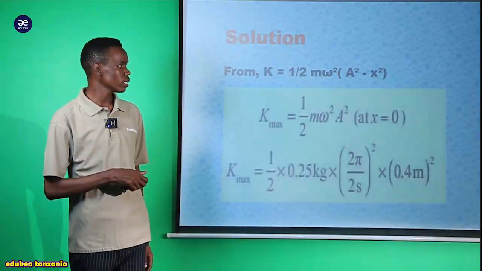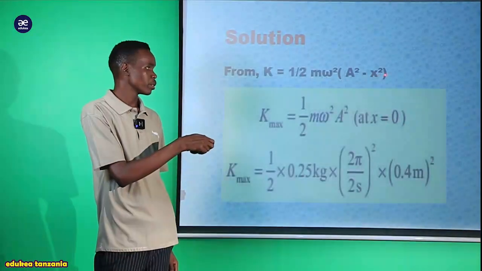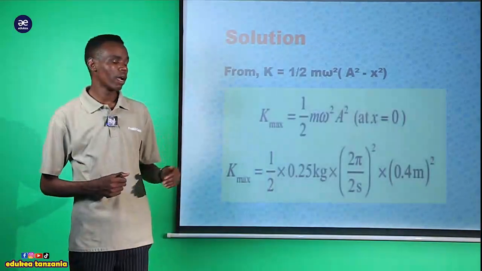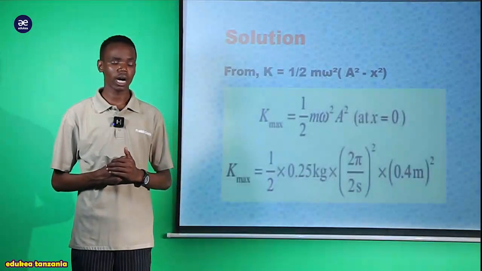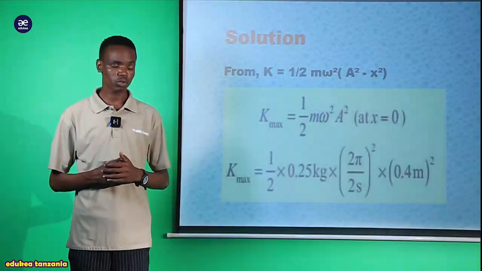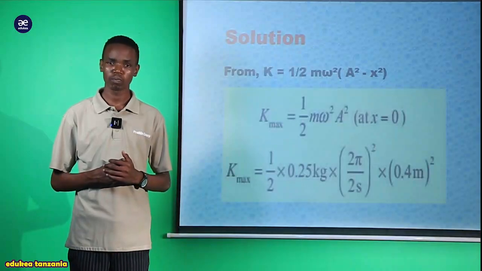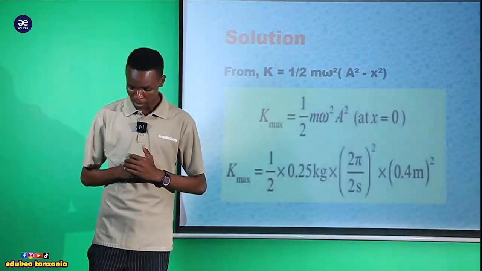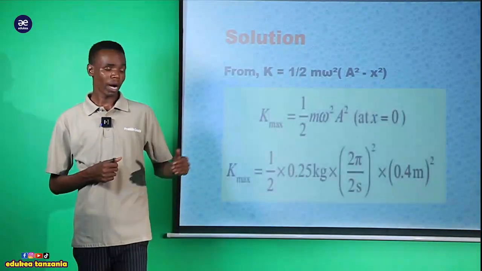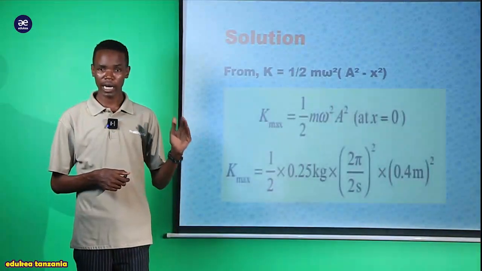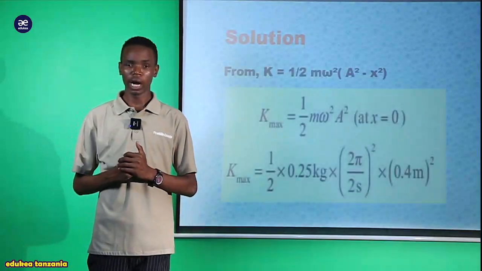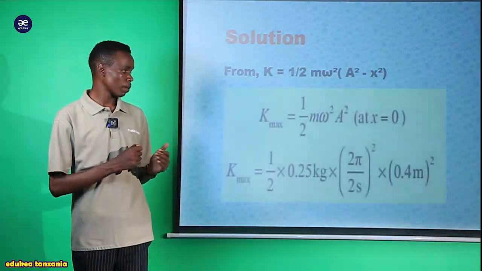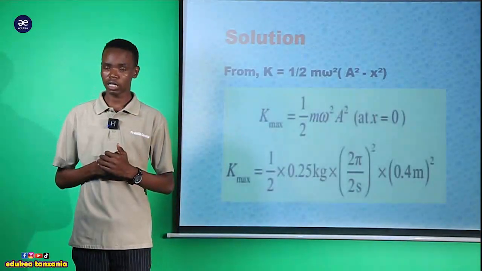After equating it to 0 and substituting into the place where there is the displacement, we obtain that the kinetic energy equals half m angular velocity square times the amplitude square, at x equal to 0. Now, my dear student, we are supposed to go and substitute our given values.